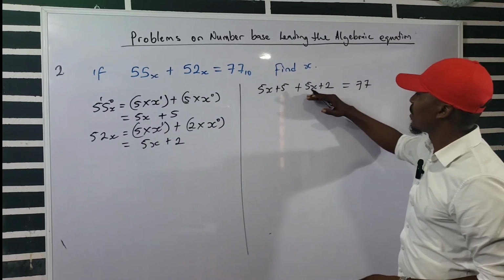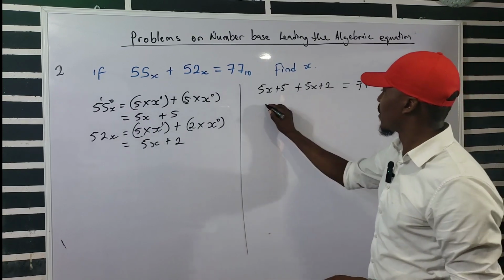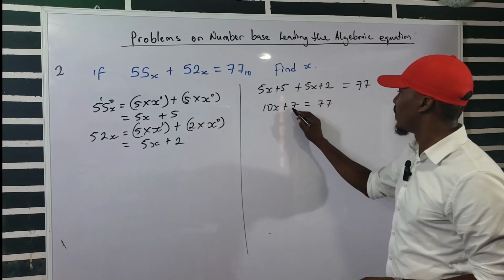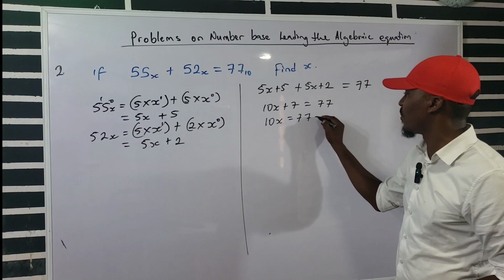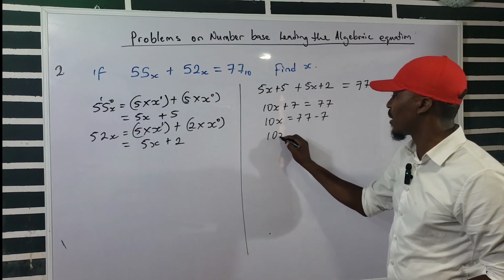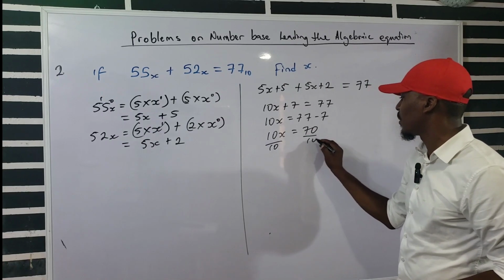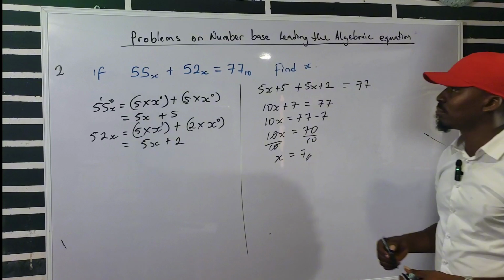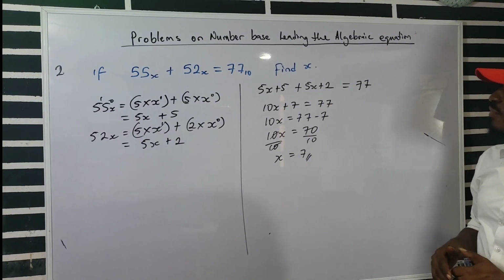This in base 10, this in base 10, and this in base 10. So we can do something on that. That will give us 10x plus 7 equals 77. This 7 moves here, 10x equals 77 minus 7, 10x equals 70. So divide both sides by 10, you have that x equals 7. So our x is 7. So those numbers there, they are in base 7.